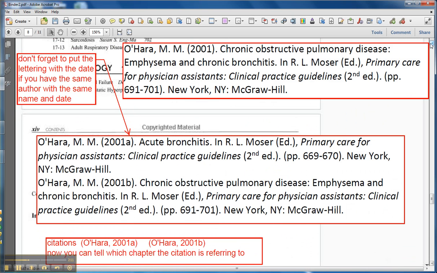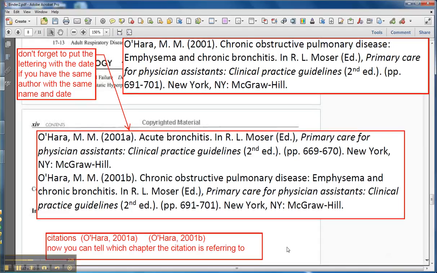Let's see if I can do this without going to the second page. You would put the letter in alphabetical order with the date. And so that way when the reader comes across either the first citation or the second citation, it will have the letter A or B, and then the reader will know which entry you are referring to. Let's see if I can slowly go down here.